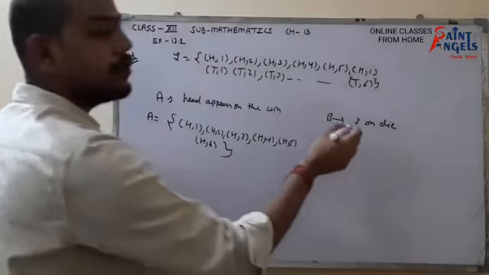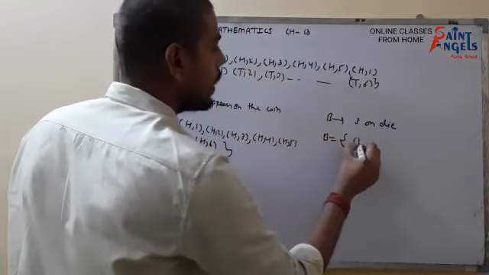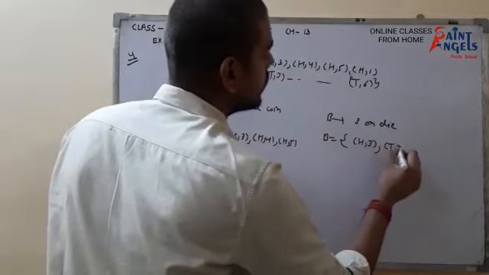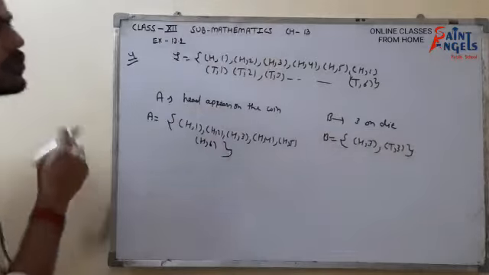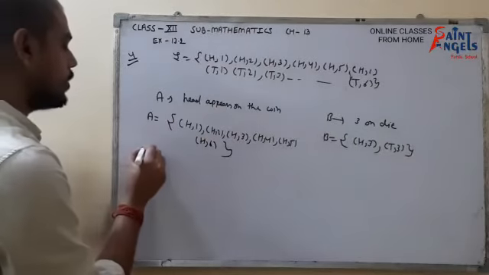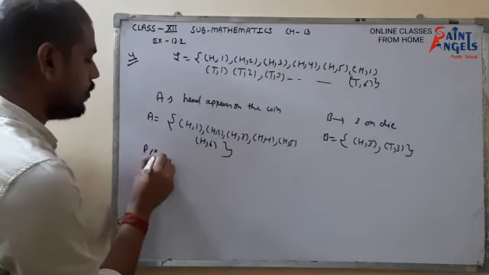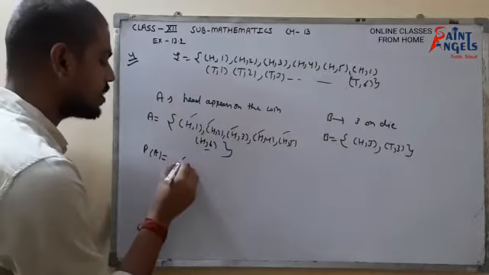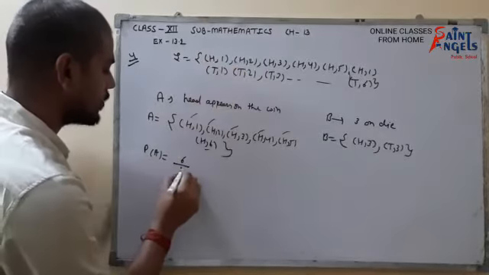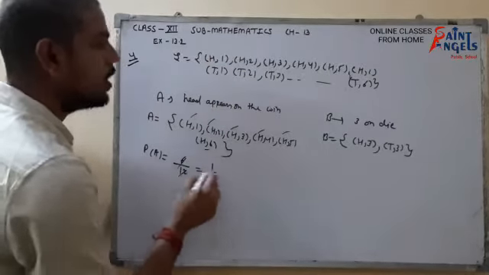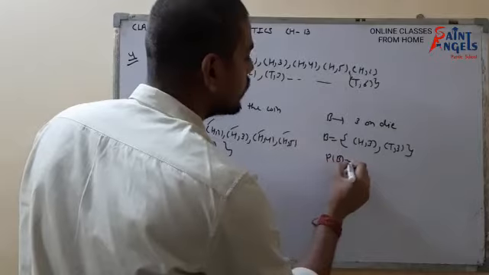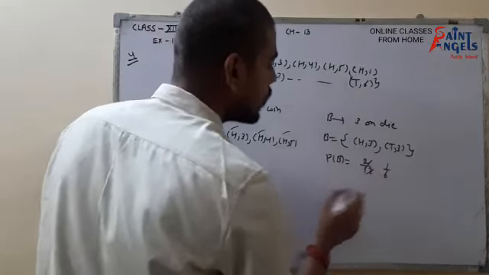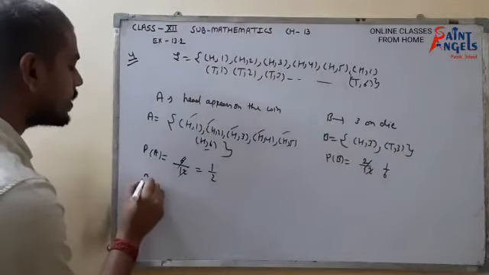Event B would be 3 on the die, so that would be head comma 3 and T comma 3. These are the only elements in which 3 will be on the die. So now probability of A, P(A), would be 6 upon the total 12 elements, that is 1 by 2. Now probability of B would be 2 upon 12, so that would be 1 by 6.